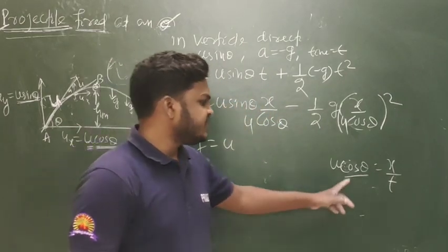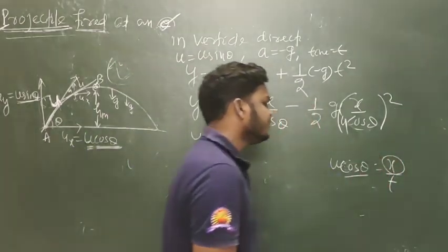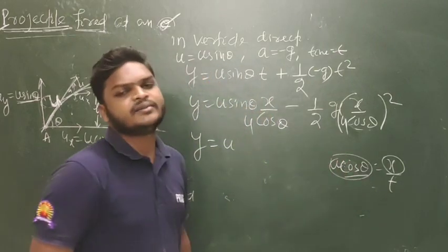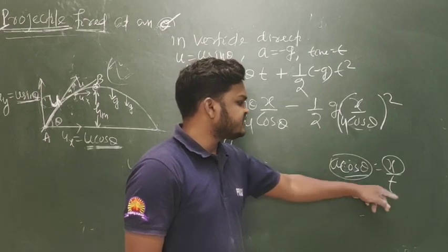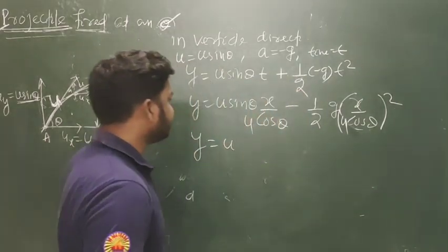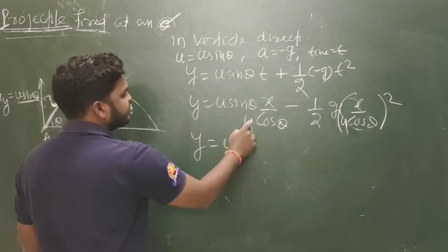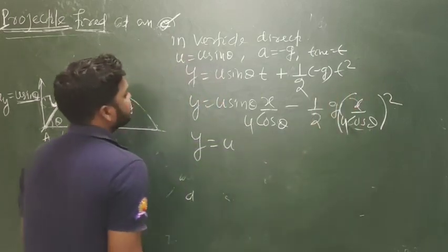Why is u cos theta used? Because it is the horizontal direction, so the velocity is also the horizontal velocity. So u cos theta is equal to x by t. So t is equal to x by u cos theta. So instead of t, you can use x by u cos theta.